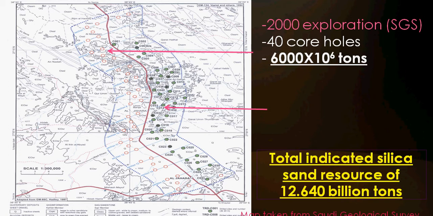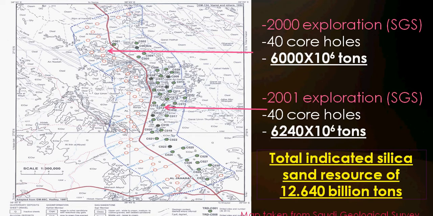In the year 2000, the Saudi Geological Survey drilled 40 core holes on the left hand side of the highway going from Al Madina to Tabuk via Tema. As a result of this exploration, 6,000 million tons of silica sand resource was found. By the way, these holes are 1 kilometer apart, 40 core holes in total, with a depth of 25 meters.